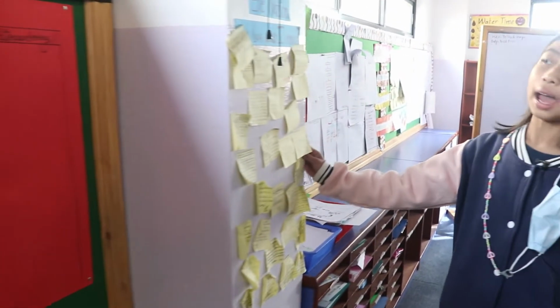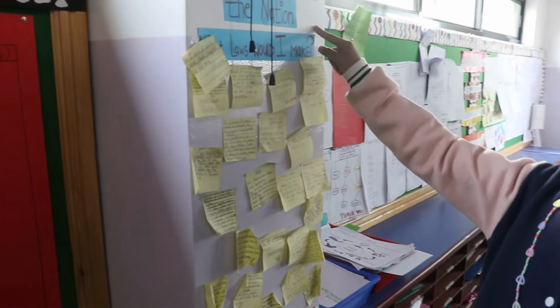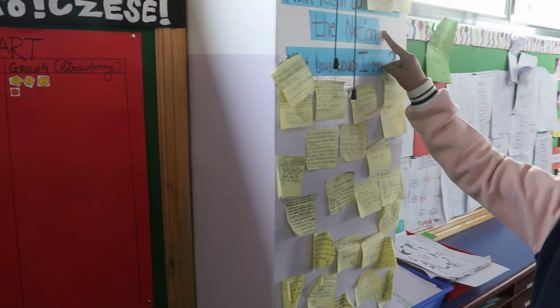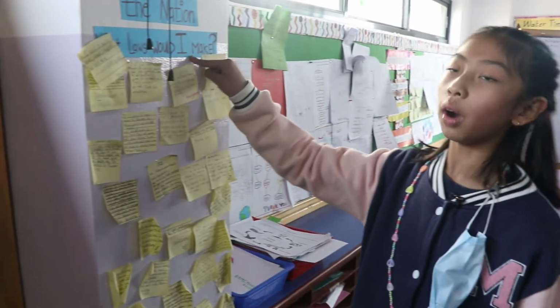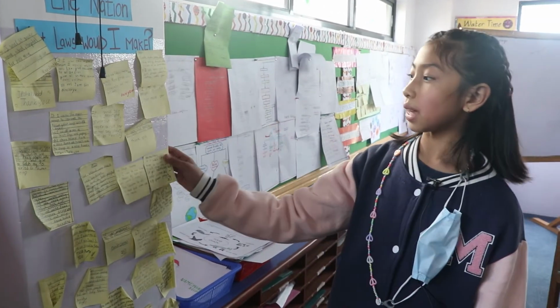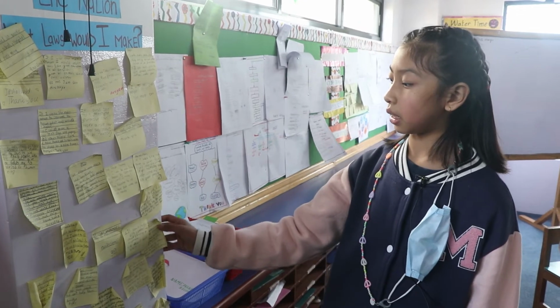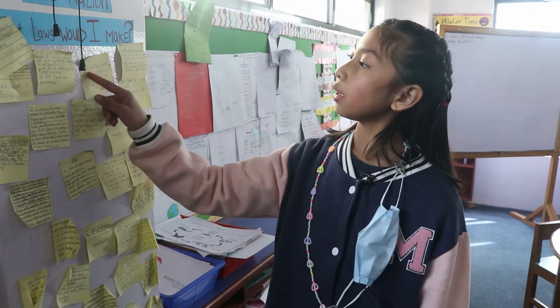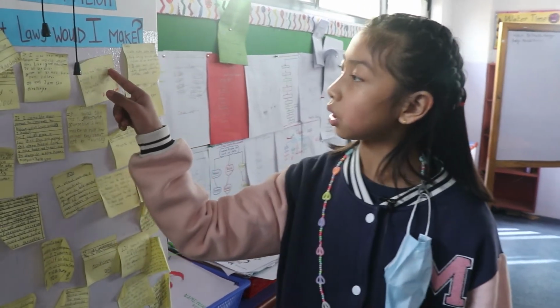Then we have an I wonder. Our teacher has provided us some question, which is, if I were the main person to govern the nation, what laws would I make? As you can see, there are different perspectives and answers written by our friends. One even said, I feed and rescue homeless dogs.